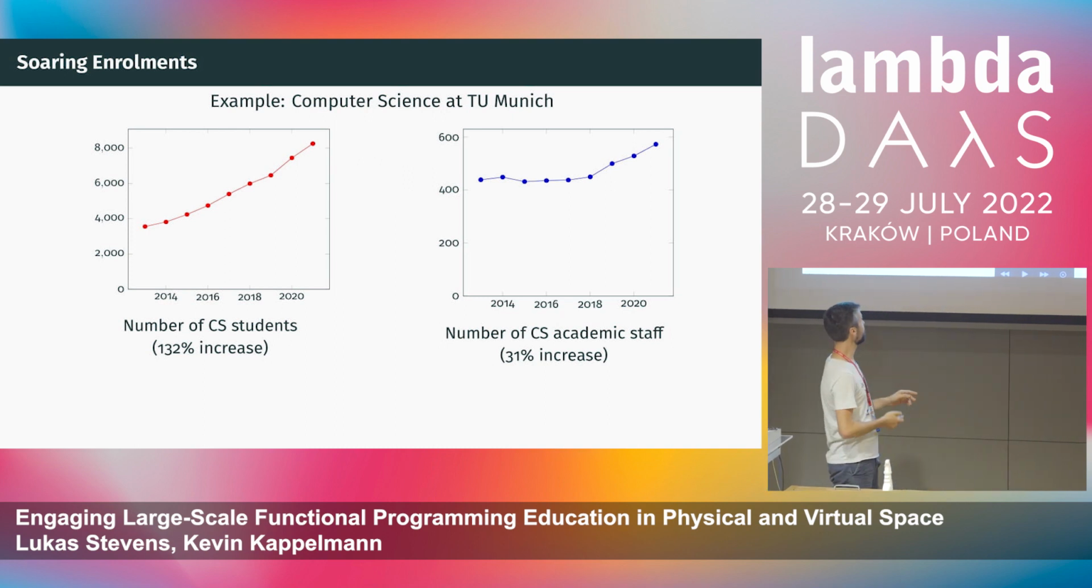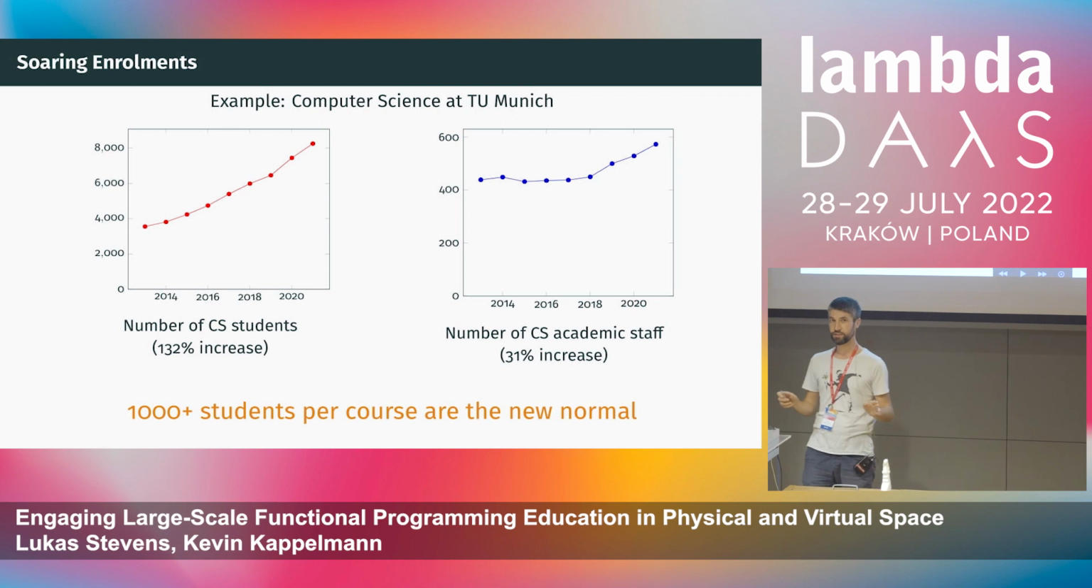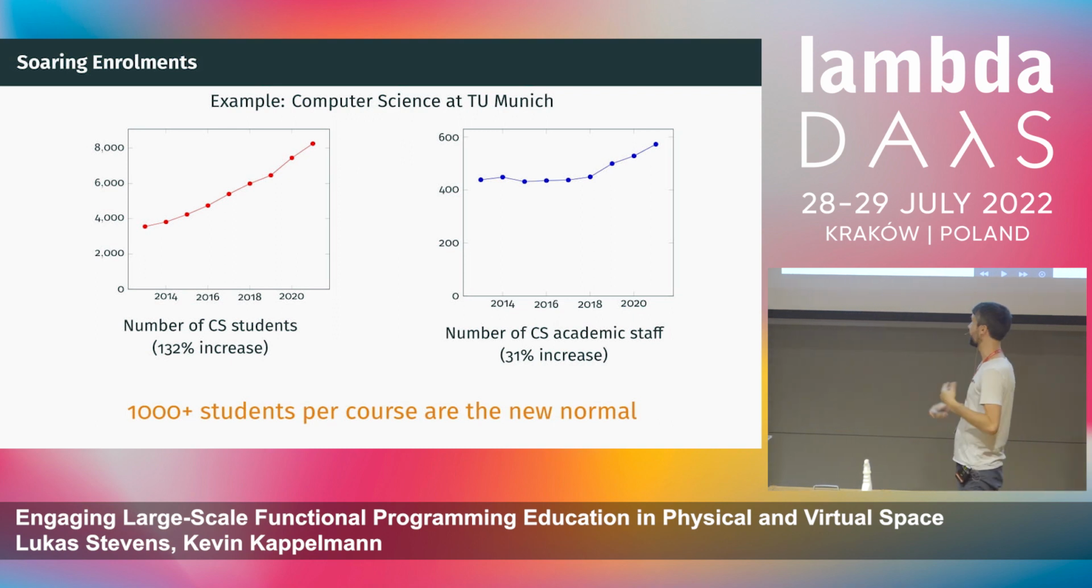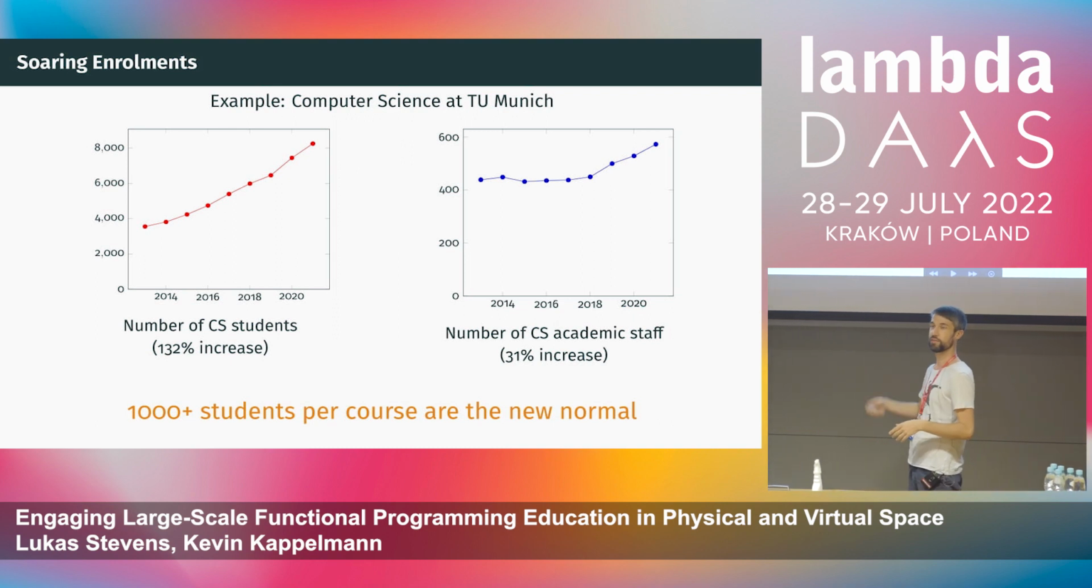And moreover, it also means that 1,000 plus students is just normal, for example, at our department for mandatory courses in particular. And luckily enough, functional programming is a mandatory course at TU Munich. So everyone gets to experience some Haskell and OCaml. But it also meant that Lukas, I, and Jonas had to teach 1,000 students somehow.